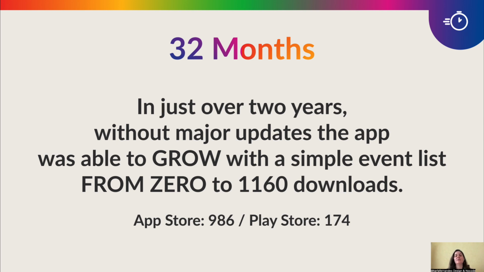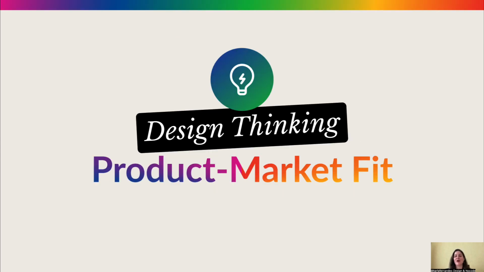And it was a very simple list of events. But when I reached more than 1,000 downloads, I thought, okay, so I do have a product people want, right? So how can I improve that? How can I get improved to be a market fit?